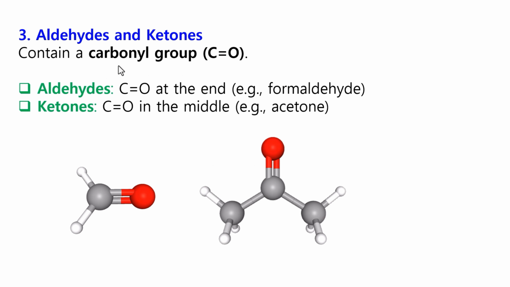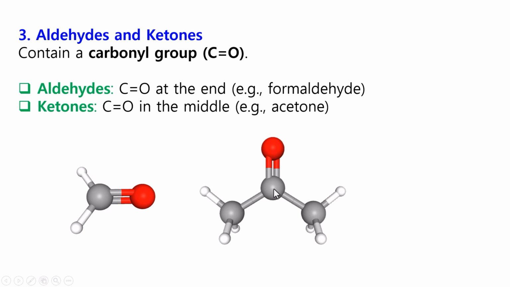Third one is aldehydes and ketones. They contain a carbonyl group, the CO group, a C double bond O group. There are two types. One is aldehyde, with the CO at the end, that is formaldehyde. This is the formaldehyde example. You can see the CO connected with two bonds, and the carbon connected with 2 H, CH2O. This is formaldehyde. And second one is ketone, with the CO group in the middle. Example is acetone. The acetone molecule is CH3, CO, CH3.